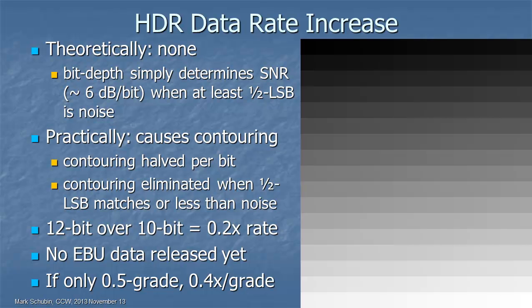The EBU is testing this, but they have not yet released the data. But based on some demonstrations that I've seen, I think this might be the biggest bang for the buck of all. If you get the high dynamic range, you might walk away saying, wow, that's an amazing picture. That's the sharpest thing I've ever seen. So let's say that it's no better than 4K. Let's say it's only half a grade improvement. Well, then that would mean this is only 40% more data rate per grade instead of 1,600% more data rate per grade for 4K or 200% more data rate for higher frame rate.